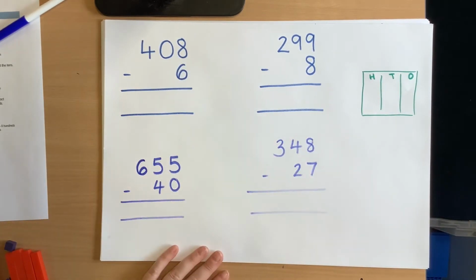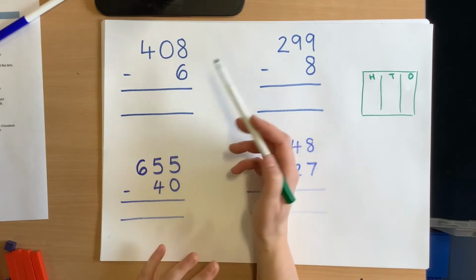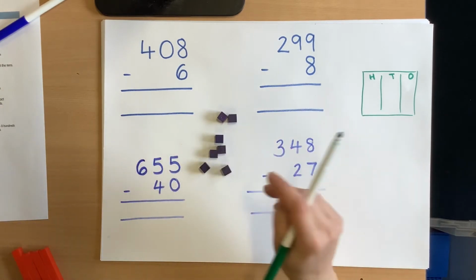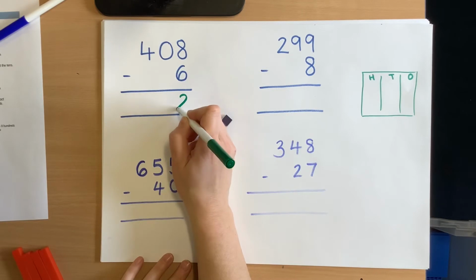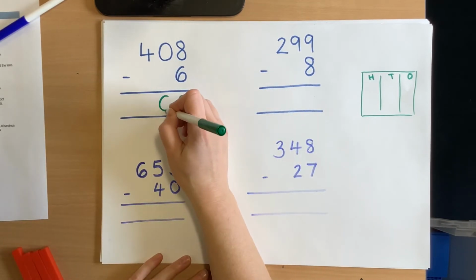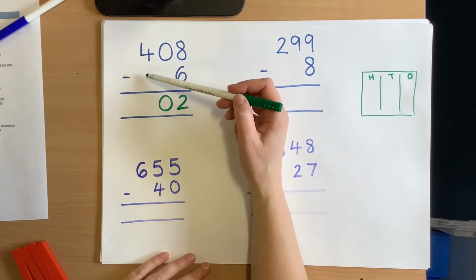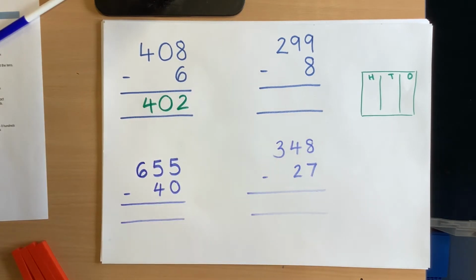Okay, so first subtract the ones. 8 ones take away 6 ones. And if I have 8, and again, if you need to, you can build it. 2, 3, 4, 5, 6, 7, 8. And I take away 6, I'm left with 2. I didn't have any tens, but I'm not taking any away, so I still have 0. Next, we subtract the hundreds. 4 hundreds take away 0 hundreds, still has 4 hundreds, so the answer is 402.